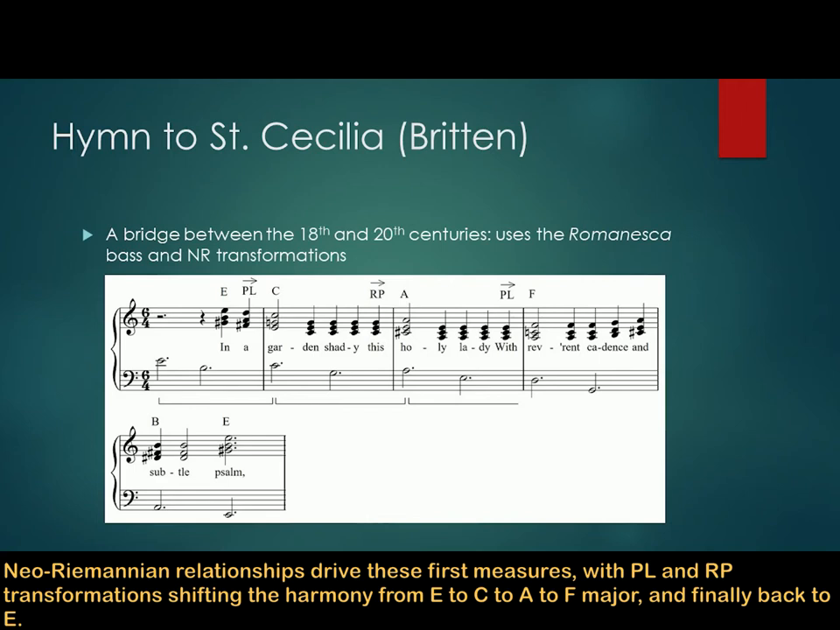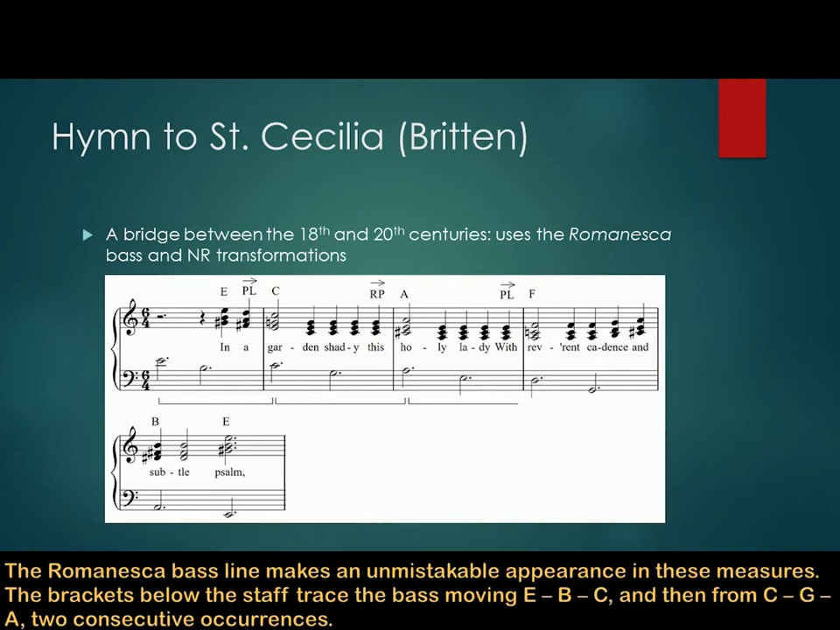Relationships drive these first measures, with PL and RP transformations shifting the harmony from E to C to A to F major, and finally back to E. The Romanesca bass line makes an unmistakable appearance in these measures.